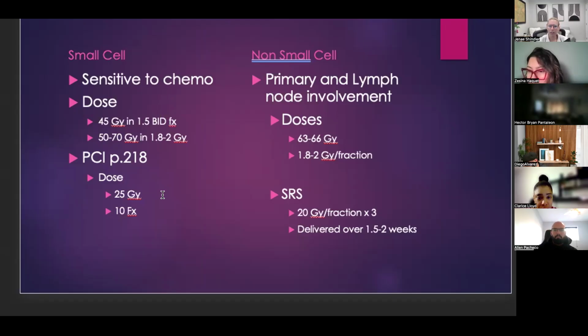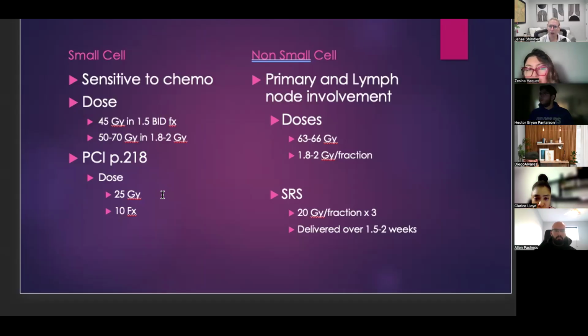Non-small cell would be your primary, your lymph node involvement. These are a little bit more resistant. So we treat these to 63 to 66 gray, 1.8 to 2 gray a fraction. And SRS, again, we have a lot of dose fractionations, but 20 gray in 3 fractions is something that you can see. You may see 5 fractions, 3 fractions, or 1 fraction for a lung.